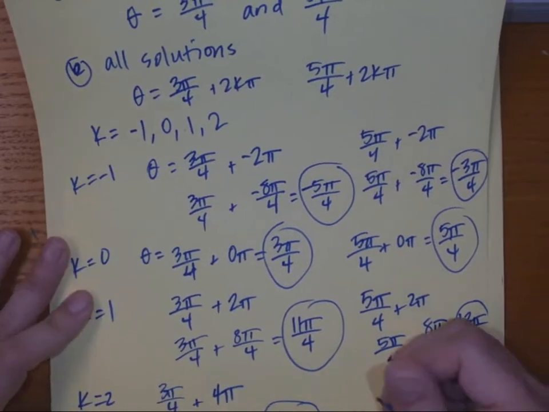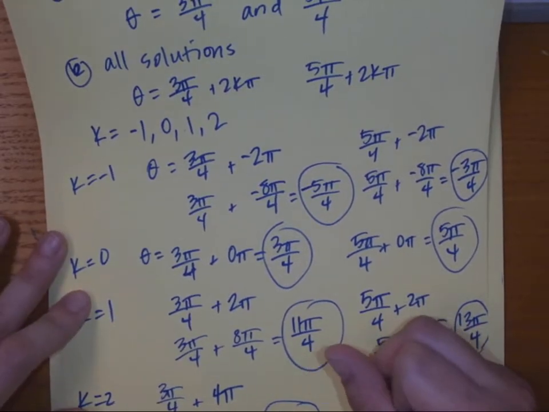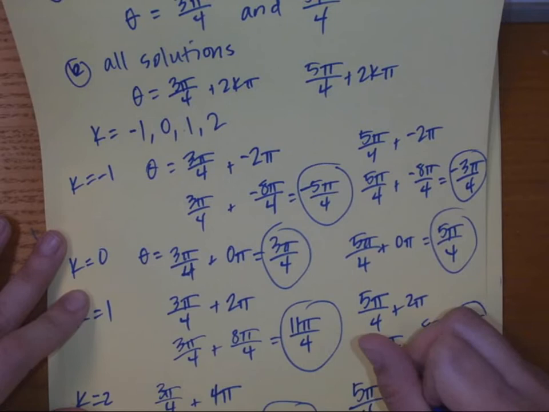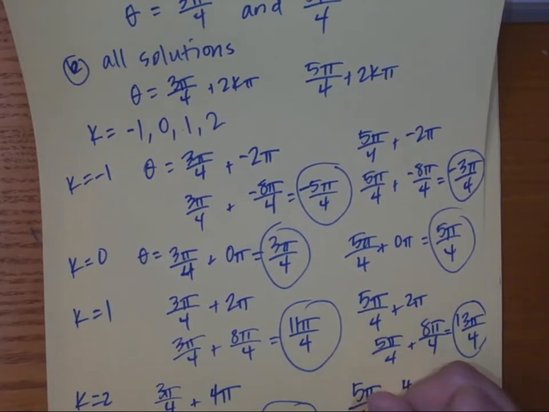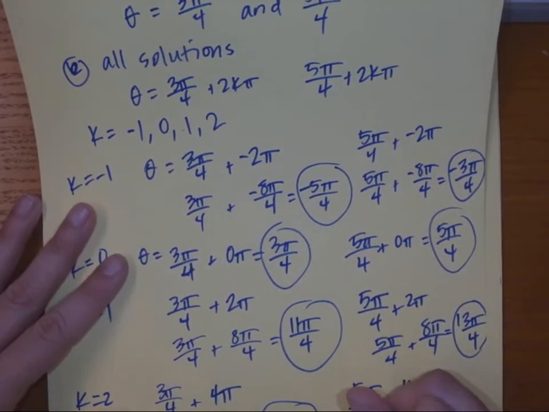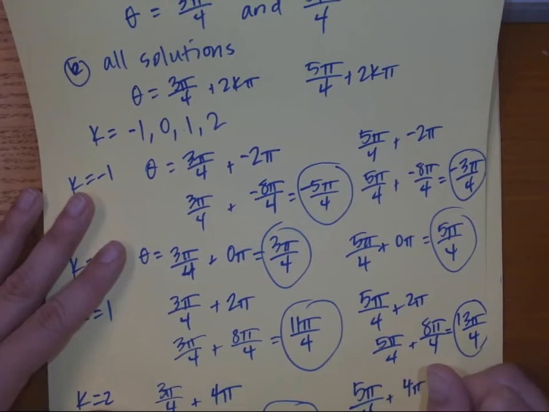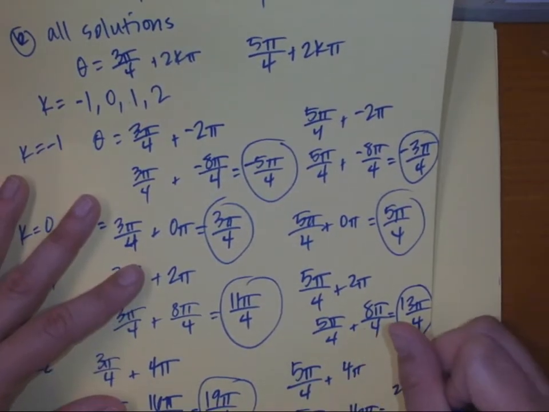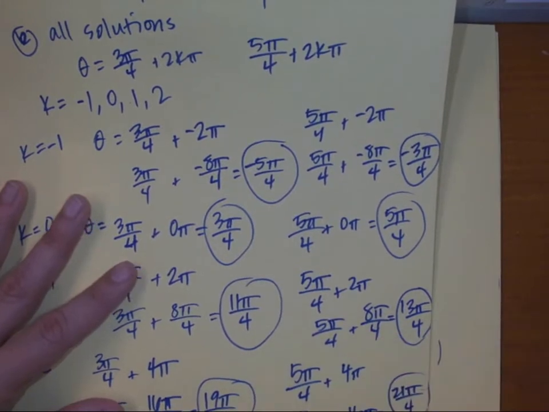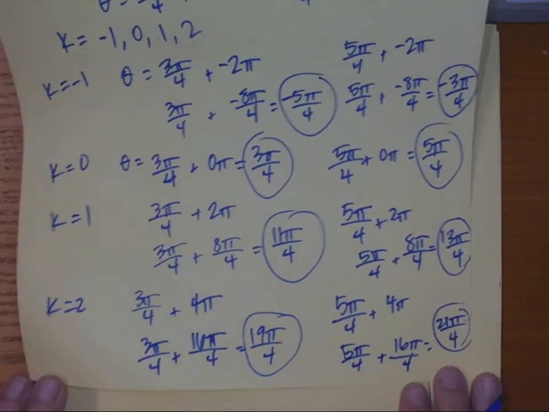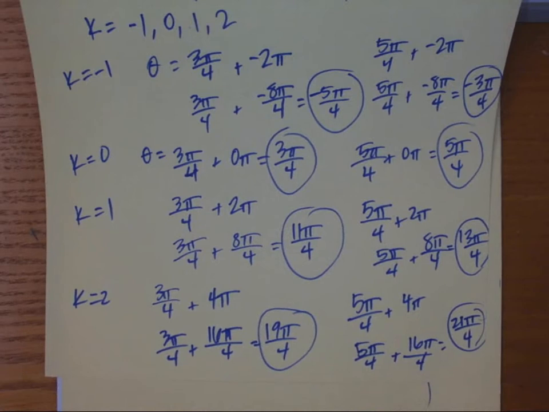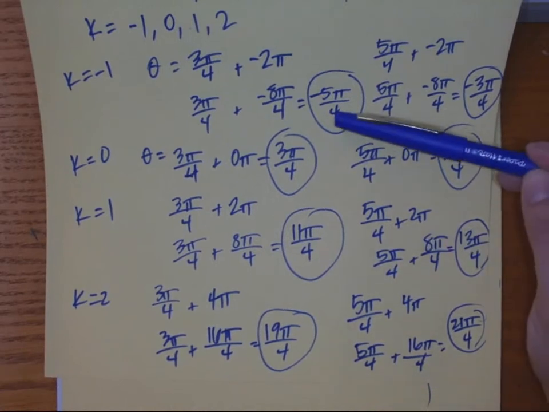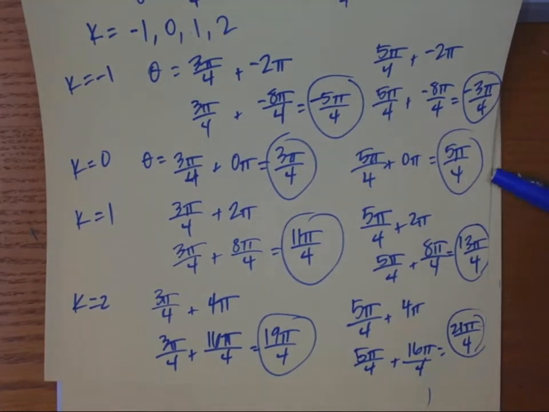Okay, and then over here, 5 pi over 4 plus 4 pi is the same thing as 5 pi over 4 plus 16 pi over 4, which gives me 21 pi over 4. Sorry. Okay, so there's 8 solutions right there. -5 pi over 4, -3 pi over 4, 3 pi over 4, 5 pi over 4, 11 pi over 4, 13 pi over 4, 19 pi over 4, 21 pi over 4.